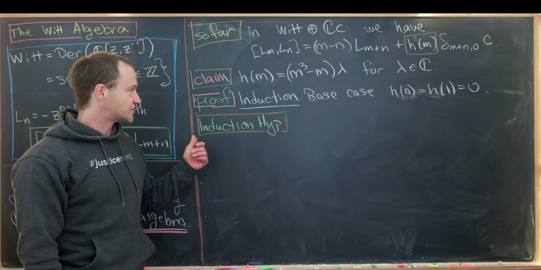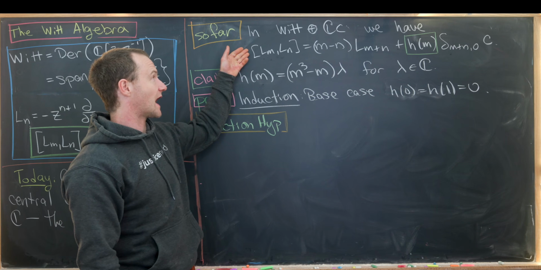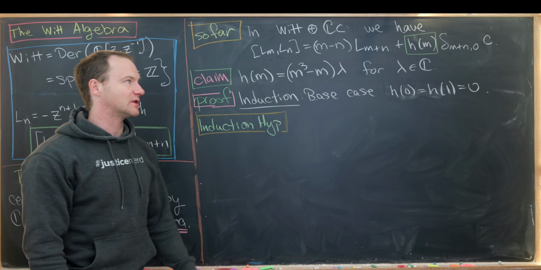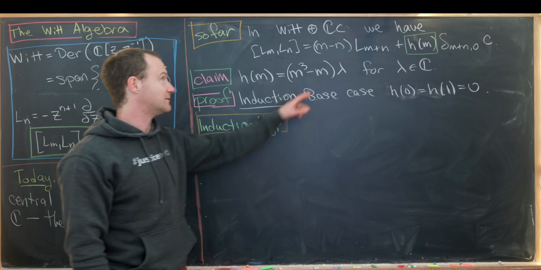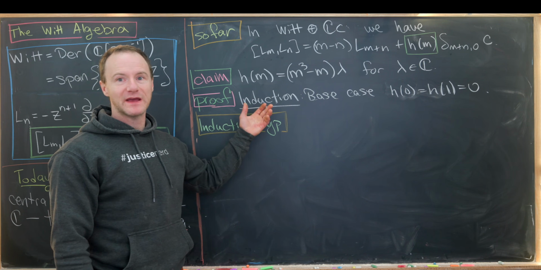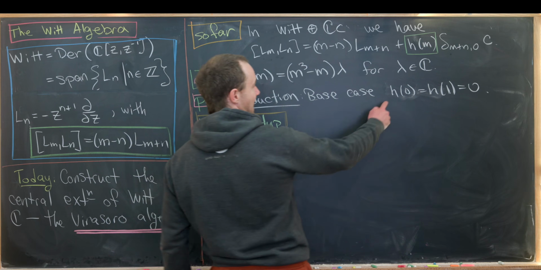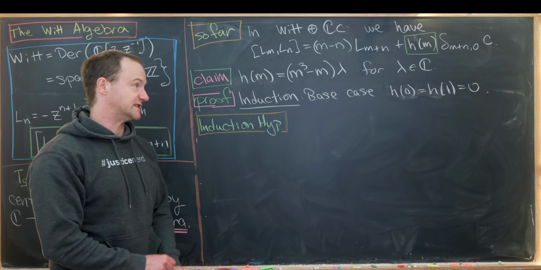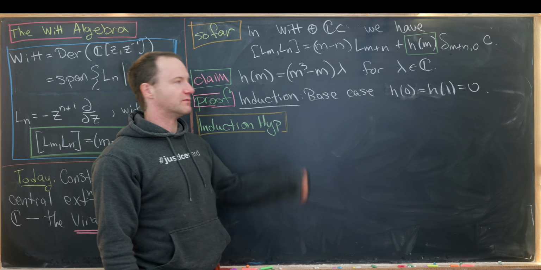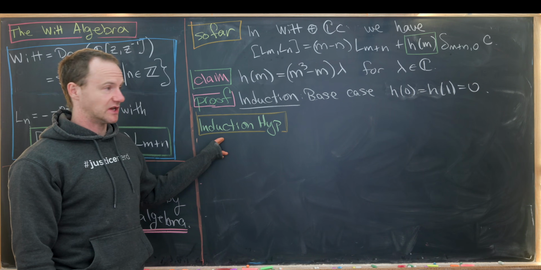We're finally ready to finish this off, and that is by proving that this function h of m, which will finish our bracket for our extension of the Witt algebra, is of the form m cubed minus m times lambda, where lambda is like a free constant, which can be absorbed into C as needed. We'll prove this by induction. Our base case is already done. In fact, we've kind of already done 2 base cases, and those are that h of 0 and h of 1 equal 0. But notice that 0 is of the form 0 cubed minus 0. So we're good to go there. And then we just need to move on to the induction hypothesis.